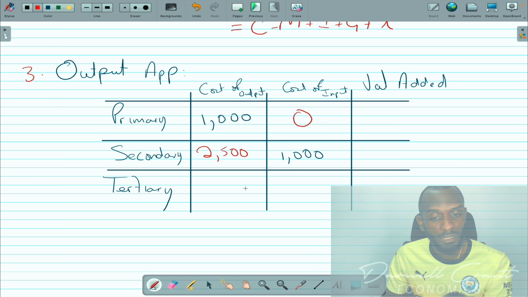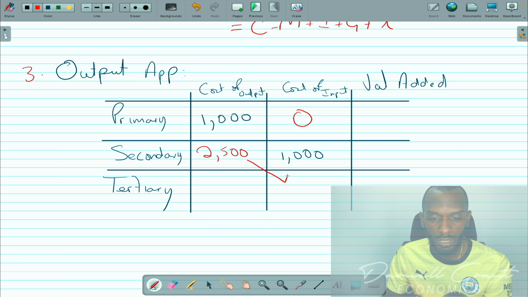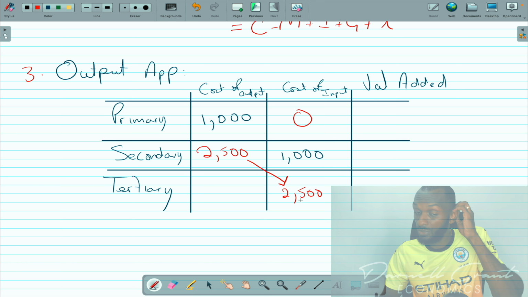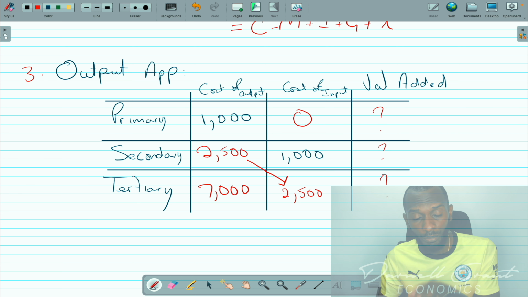Now the tertiary sector is a different game. They must buy from the secondary sector as well, which means the cost of their input breaks down to $2,500, just as our previous stage. The tertiary sector then sells their output for $7,000. The question is now, what is the value added at each stage? And if you'd like, you can pause this video right now and work out what is the value each level of production has added.